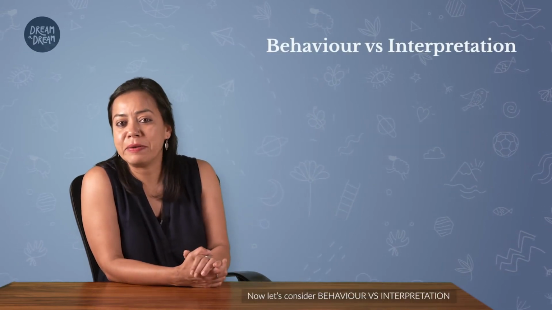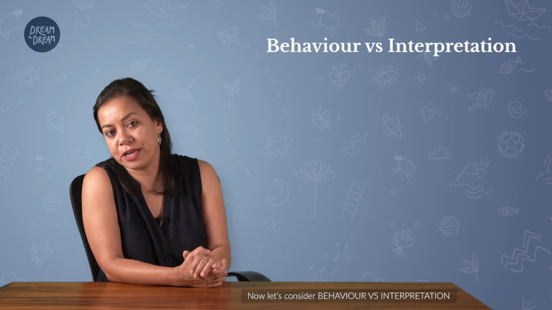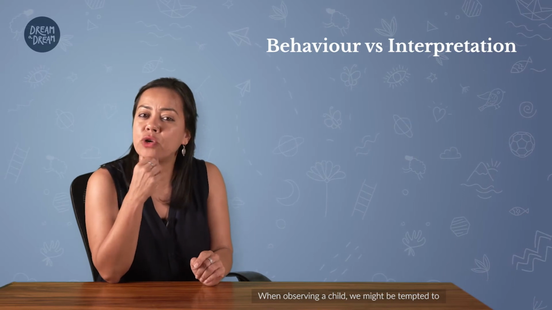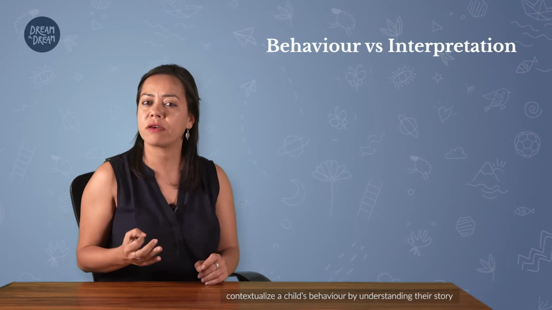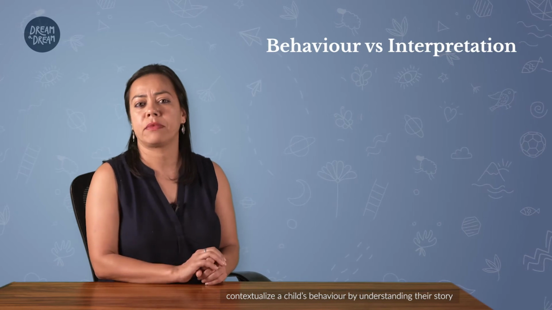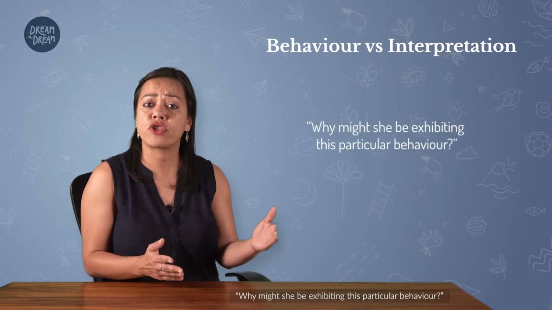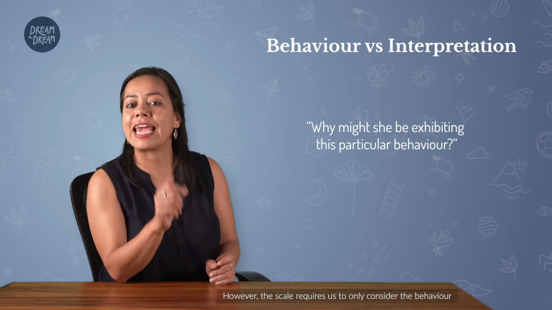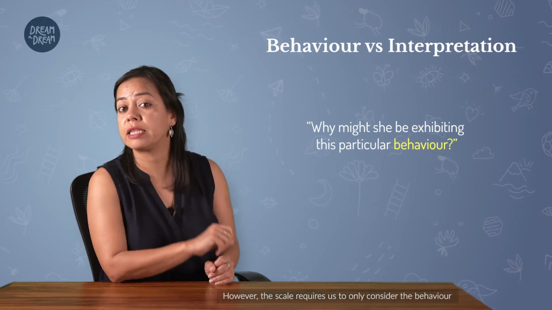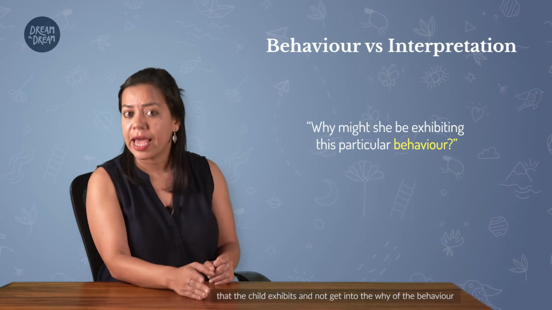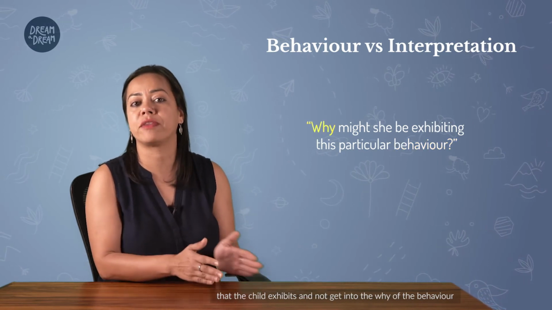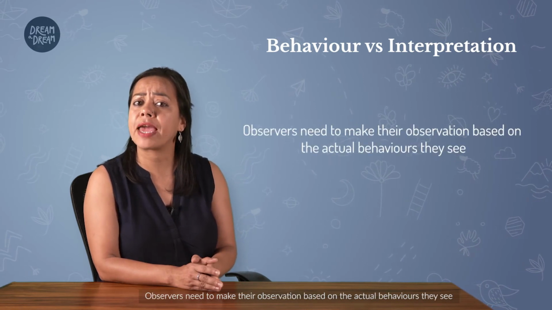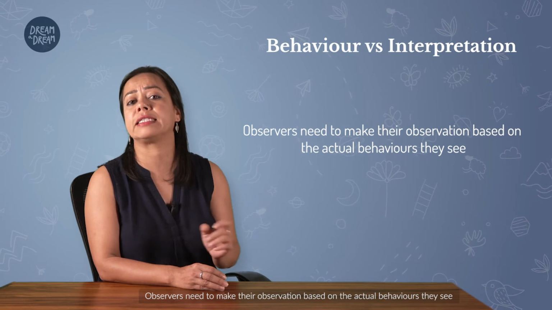Now let's consider behavior versus interpretation. When observing a child, we might be tempted to contextualize a child's behavior by understanding their story. We may ask, why might she be exhibiting this particular behavior? However, the scale requires us only to consider the behavior that the child exhibits and not get into the why of the behavior. Observers need to make their observation based on the actual behaviors they see.